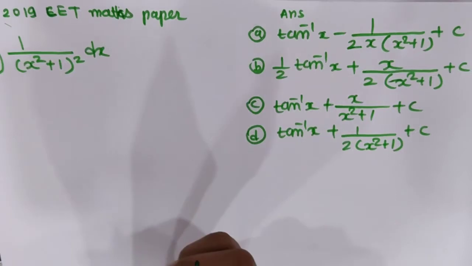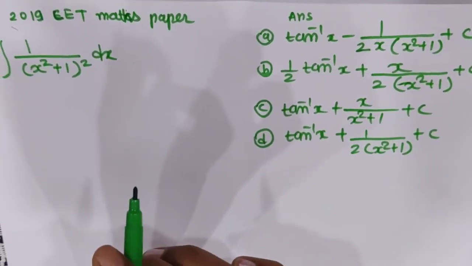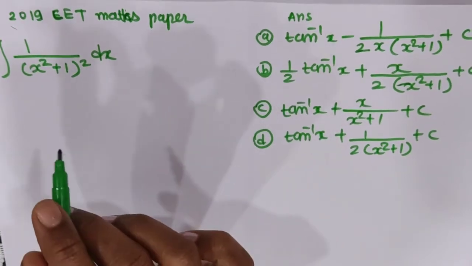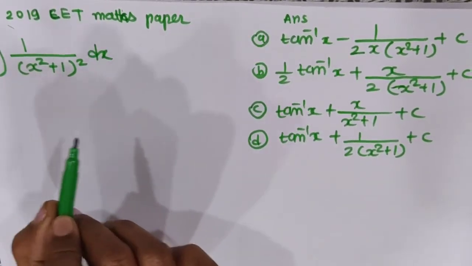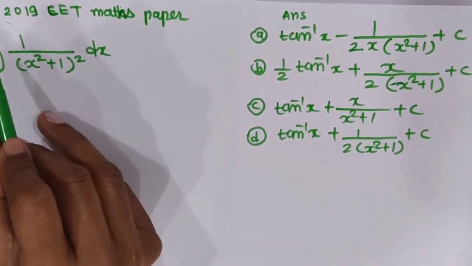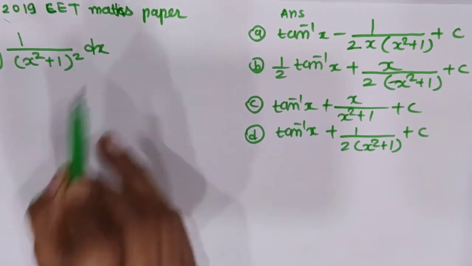Good morning, students. We are discussing the previous year's CET maths paper. So this is one of the examples from the last year maths paper of CET. The sum is the integration of 1 upon (x square plus 1) whole square dx.